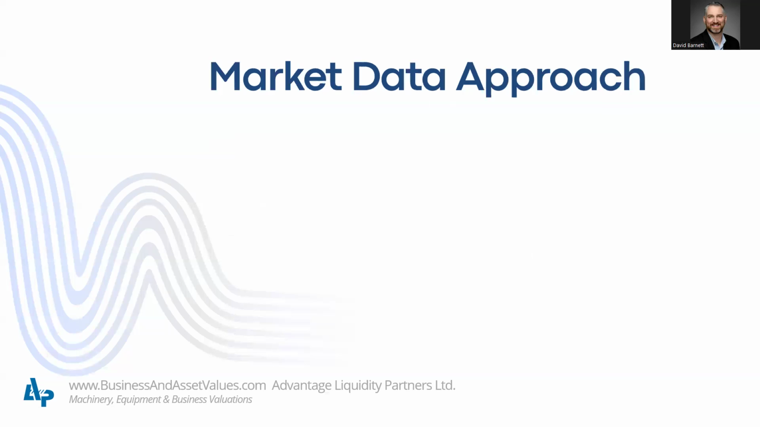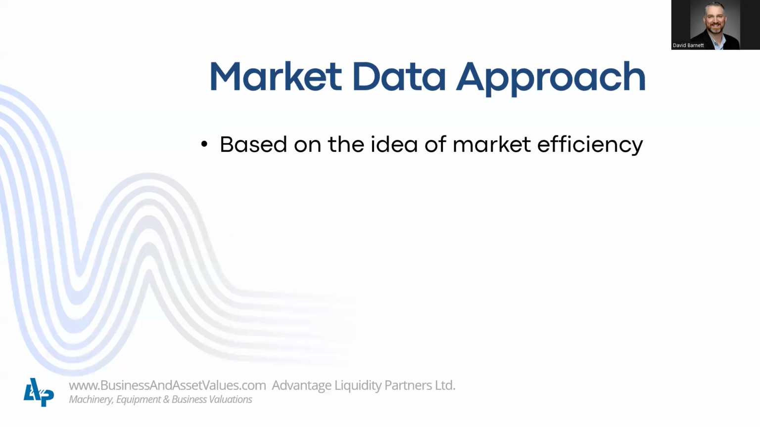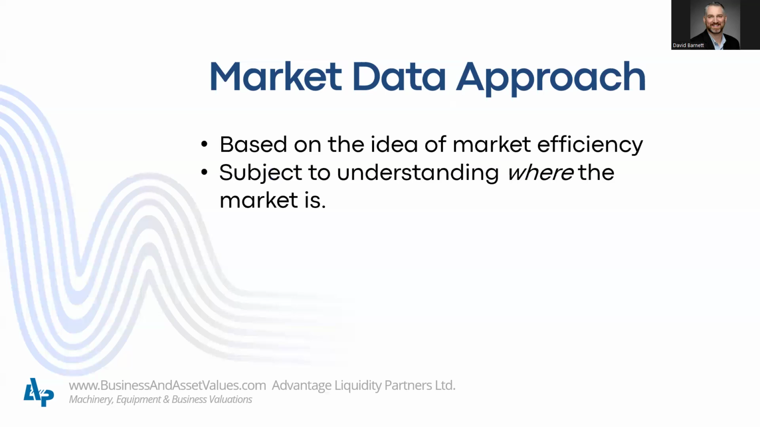The direct market data approach is based upon the idea of market efficiency. So, what we're trying to do in this case is we're trying to understand what other people are willing to pay for that piece of equipment. And we do that by going out and looking for sources of information. But we have to modify our search in a certain way, or the results of our search, because we need to understand where the market is. I'm talking about the physical location of a market.